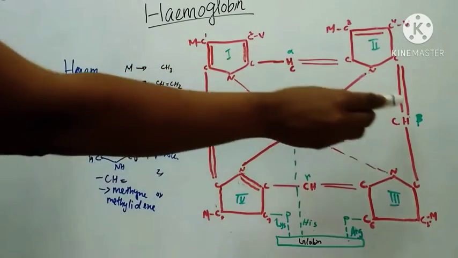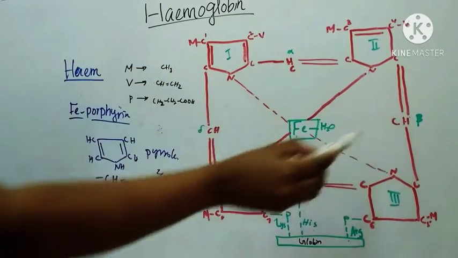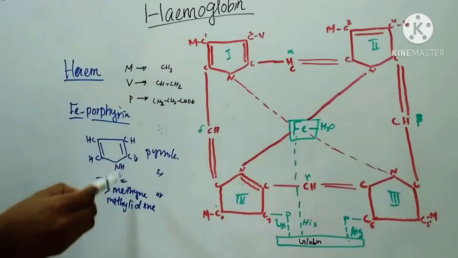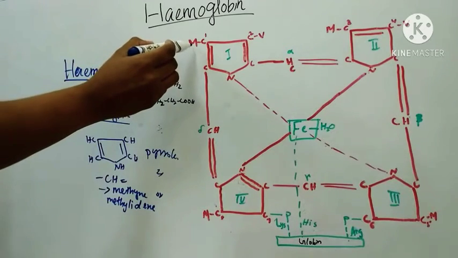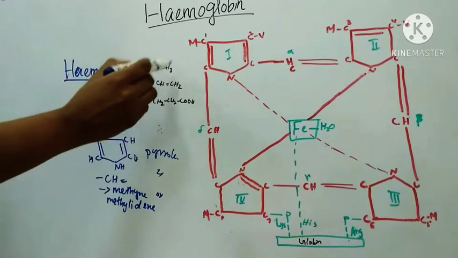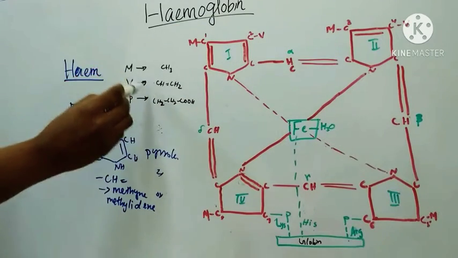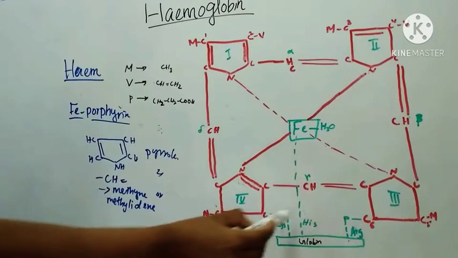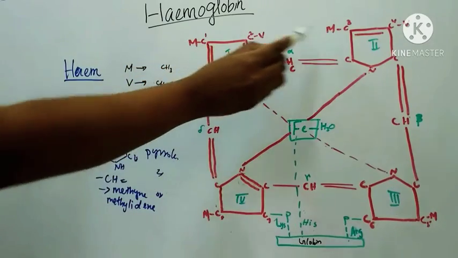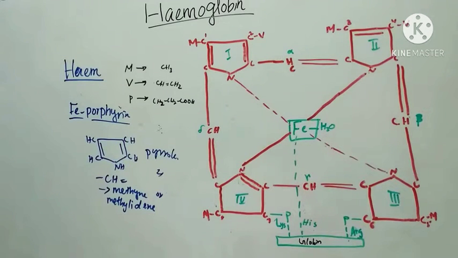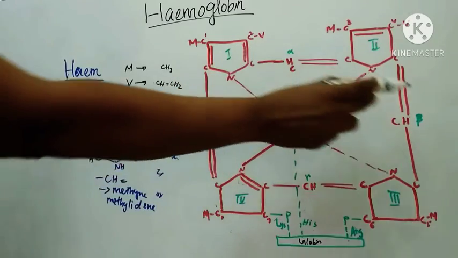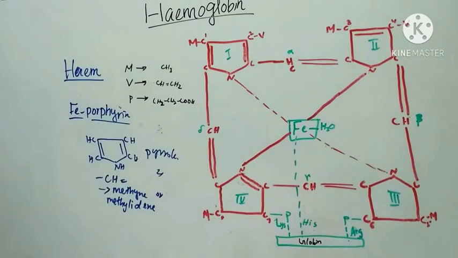Here these are alpha, beta, gamma, delta. These represent the methene bridges. Here M means methyl group. V means vinyl group. P means propionic acid. Here there are 2 propionic acids. Here MV, MV, and here also M, that is methyl group. We can represent these methylidine bridges as alpha, beta, gamma and delta. This is the structure of heme.